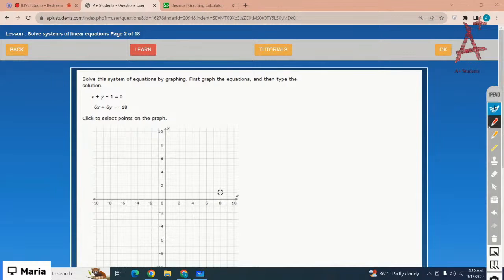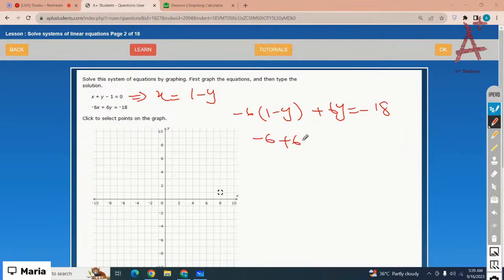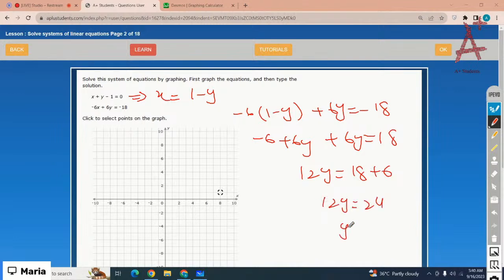is very difficult, right? So for the equation x plus y equals 1, let's calculate the value of x from here. So x is 1 minus y. Let's substitute this value in the second equation, right? Negative 6 times (1 minus y) plus 6y equals negative 18. So it is negative 6 plus 6y plus 6y equals negative 18. So that is 12y equals negative 18 plus 6. 12y equals negative 12 and y equals negative 1.